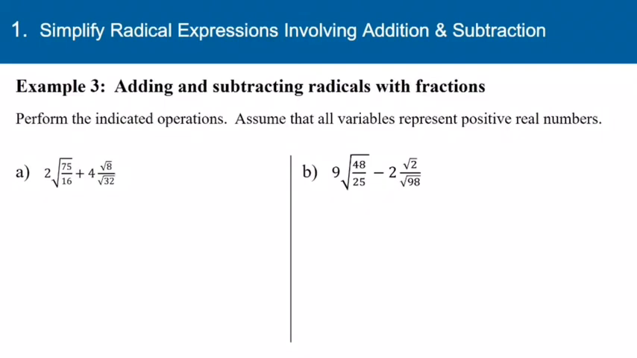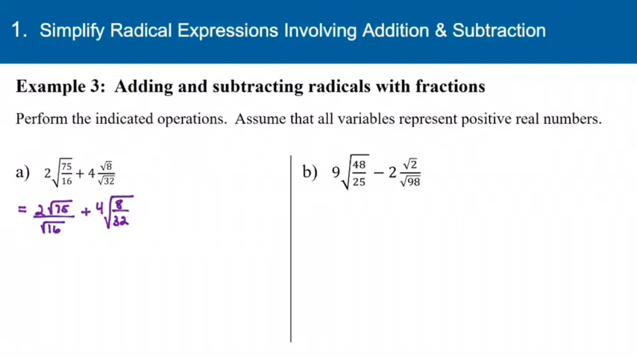So I'm going to use the quotient rule 2 ways. I'm going to use it here to split these 2 radicals up, and I'm going to use it here to put these 2 radicals together. So it's going to look like this: 2 times the square root of 75 over square root of 16 plus 4 times the square root of 8 over 32. Now, back on this first term, 75 is 25 times 3.